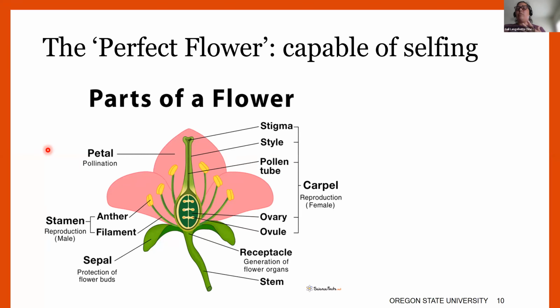Those that are missing one or more of those parts are considered an incomplete flower and not capable of, particularly if they're missing one of the reproductive parts or the other, not capable of self-pollination.